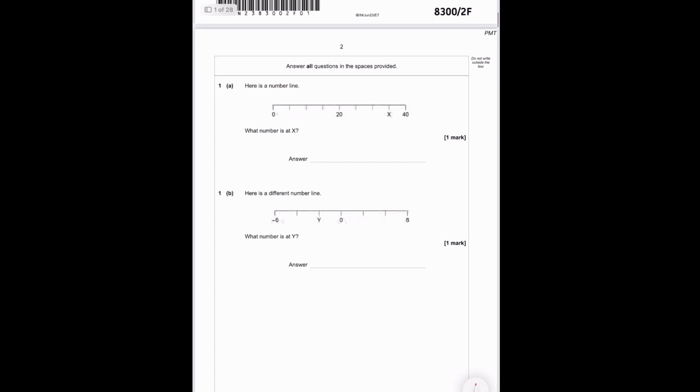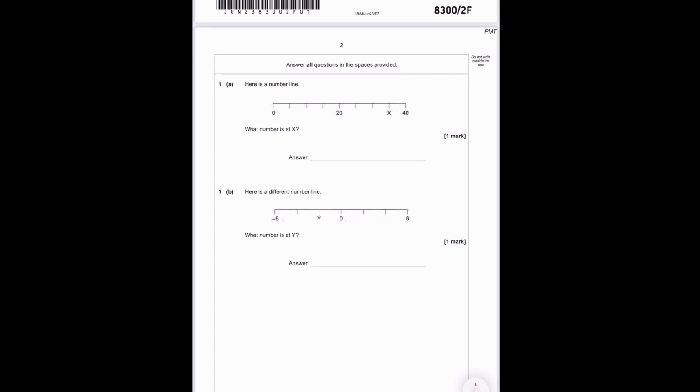Here is a number line. What number is at X? So we can see that's 20, that's 25, 30, 35. Now we have a different number line. So that's -6 to 0. So that's going to be -6, -4, -2, 0.